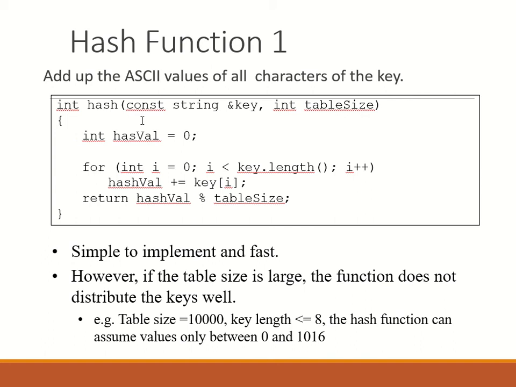Okay, so if the table size, given here as an example, is 10,000 and the key length is less than or equal to 8, the hash function can assume only values between 0 and 1016, because the key length is always less than or equal to 8. So the maximum that you can make ranges between 0 and 1016. All the keys will be distributed between the indices 0 to 1016. The remaining portion, since the table size was 10,000, the remaining entries will be left unused. So that is not something you can take as a very good hash function.